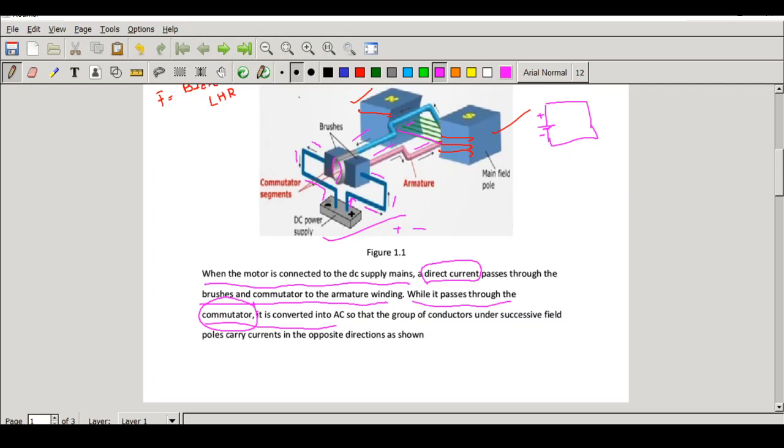The reason is that when this DC is converted into AC within the machine, all the conductors will not be coming under one pole, right? So the conductors which are coming under the north pole will have direction of current in one way, and the other conductors which are coming under the south pole will have direction of current reversed. So that is very important in generating a unidirectional torque, that we will discuss.